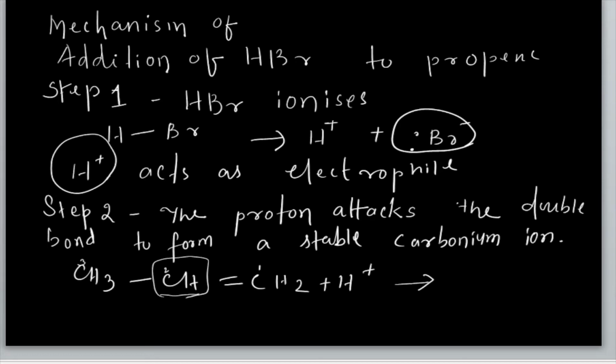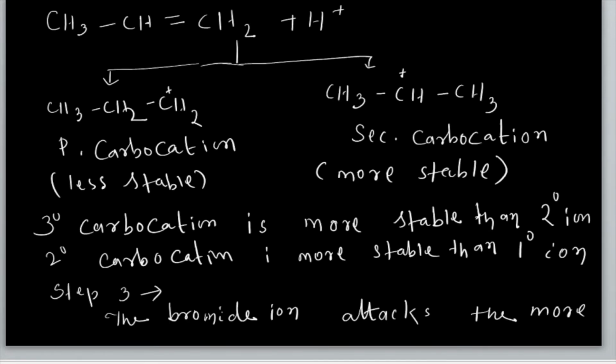So here you will see there are 3 types of carbocation or carbonium ion: one is primary carbocation or carbonium ion, next is secondary carbocation or secondary carbonium ion, and third is tertiary carbocation. But here only primary carbocation and secondary carbocation are available.